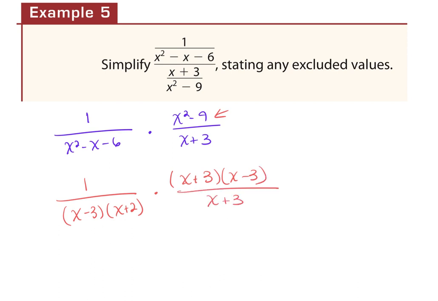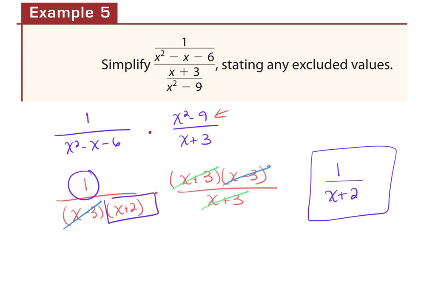And then we can easily see what's going to happen. This is going to cancel with this. This x plus 3 can cancel straight down. Here I have only a 1 on top, so we're going to leave that. And I have an x plus 2 on bottom. We're going to leave that. And so that would be my answer right here. 1 over x plus 2.